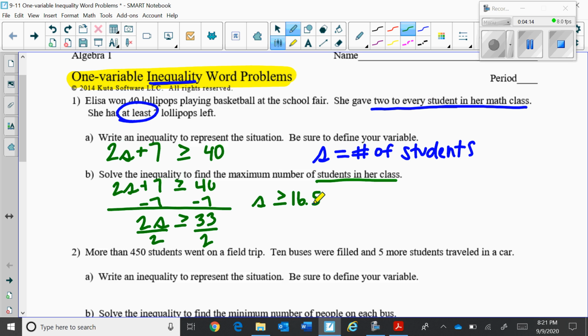All right, that's not where we need to stop because we need to put it in terms of this word problem. This word problem says the maximum number of students. So s has to be greater than or equal to 16.5, right? You can't have 0.5 of a student. You can't have half of a student. So the maximum number of students is just going to be 16.